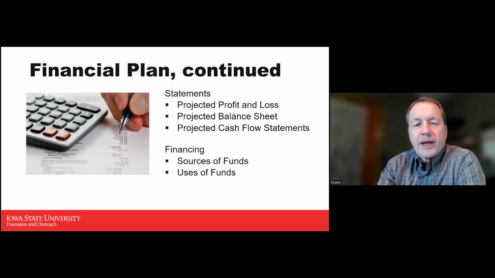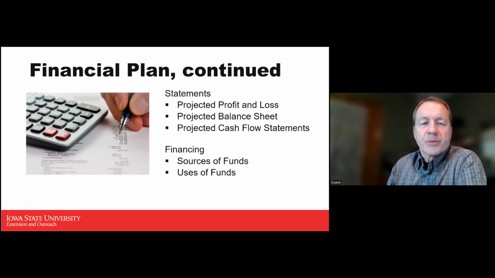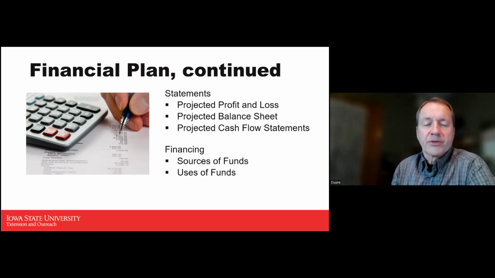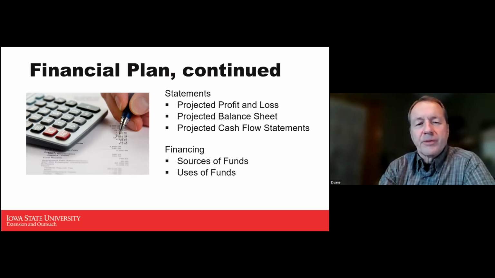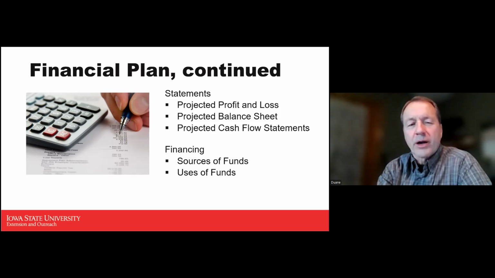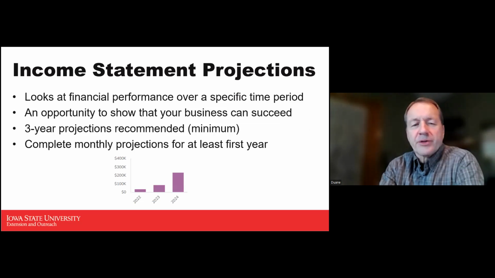Continuing to talk about the financial plan, we'll talk about what's included in the financial plan and get a little bit more specific. For statements, we're going to have a projected profit and loss, of course, also known as the income statement. We're going to have the balance sheet, and we're going to have the cash flow statements. And we're also going to show, for our financing, our sources of funds. Where are we getting the money to start this business? And then the uses of funds, which of course is how we're going to use the funds that we have brought in.